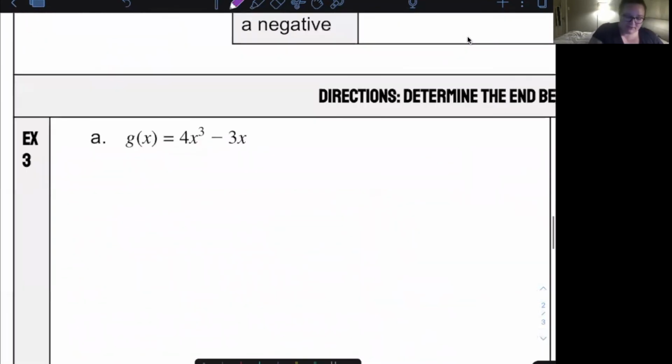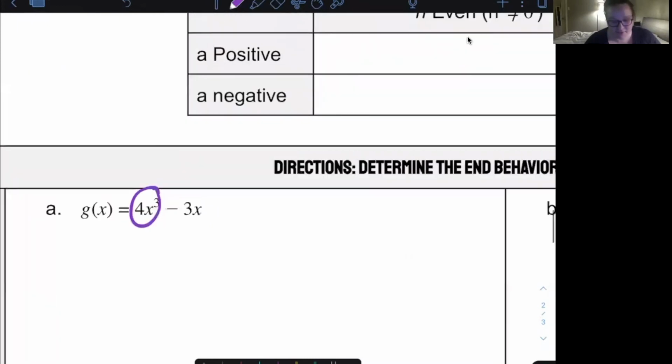Just by looking at 4x cubed, we're going to know whether or not this graph goes up and up for its end behavior, down and down, up and down, or down and up. We're going to be able to tell just by reading 4x cubed. So let me tell you how.